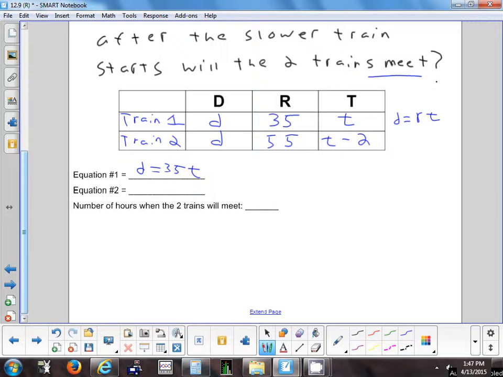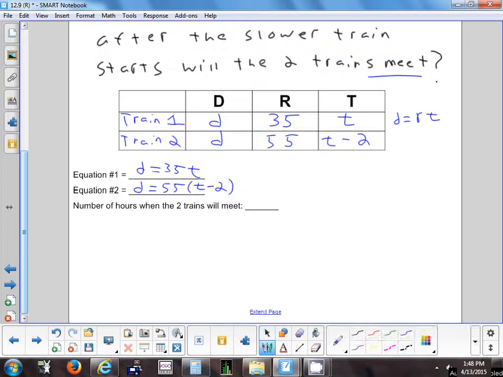Now go through the second one. D equals 55. And now because this has something added or subtracted, what do we always want to do when we have something like that? Parentheses. You have two terms, put it in parentheses. D equals R. What's my time in row two? T minus 2. Those are our two equations. Once you get your table set up, you don't even need to think about the formula. It's D equals RT every time. Okay. Questions on that?